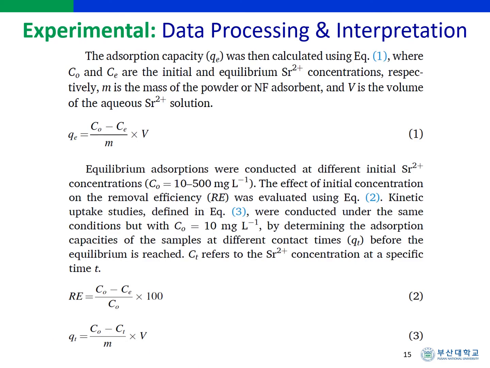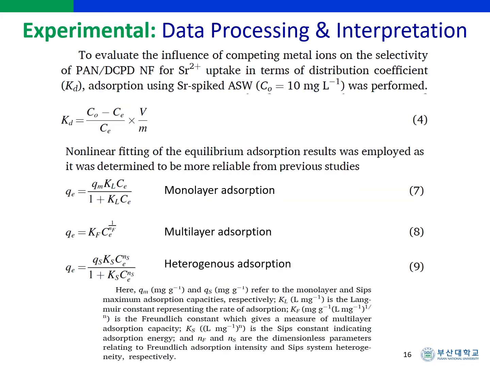Here are the equations used for the calculation of adsorption capacities, removal efficiencies, and the adsorption capacities of the samples at different contact times. The selectivity of the composite nanofiber adsorbents for strontium uptake in terms of distribution coefficient, or KD, was calculated using this equation.